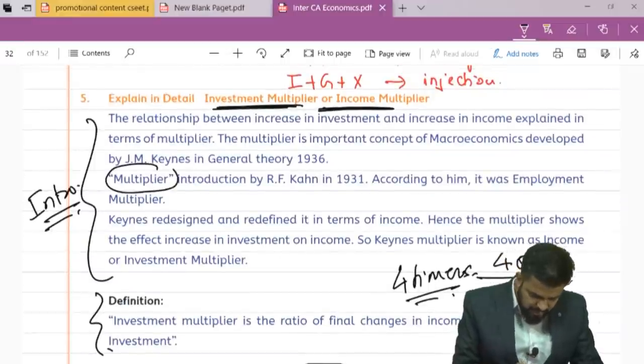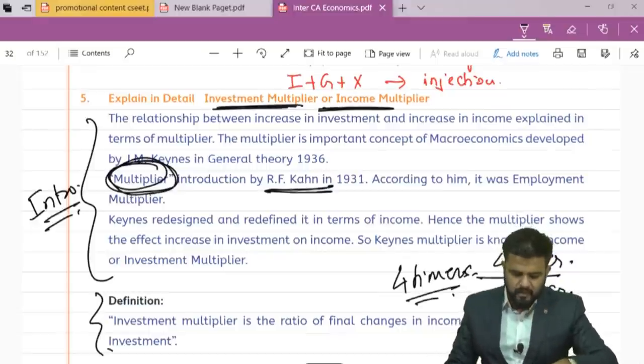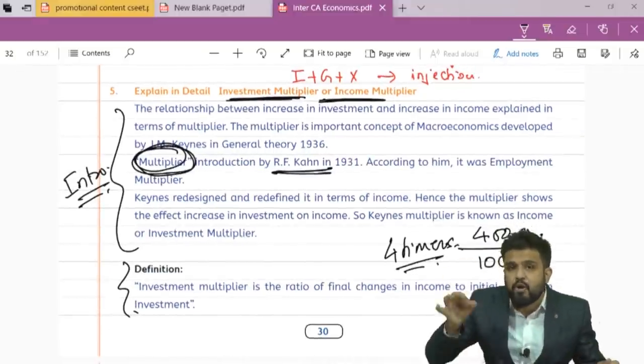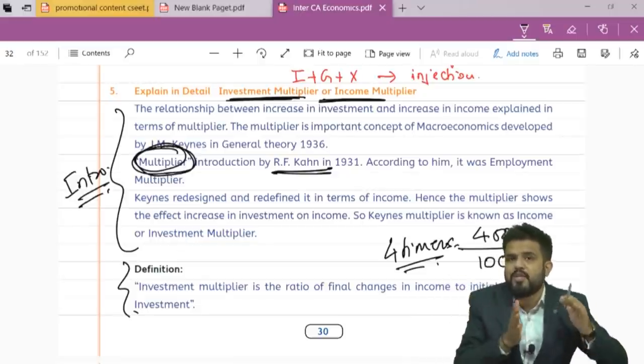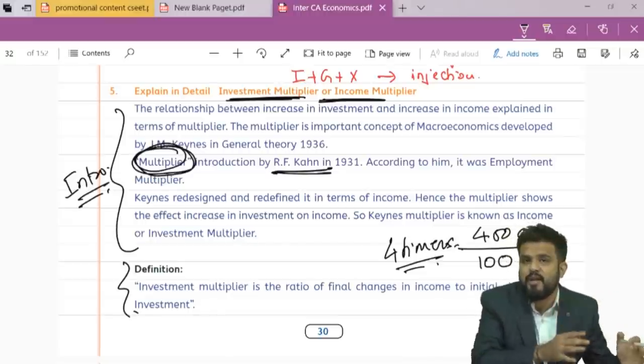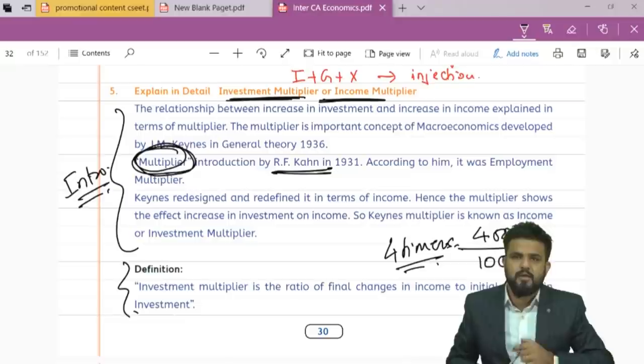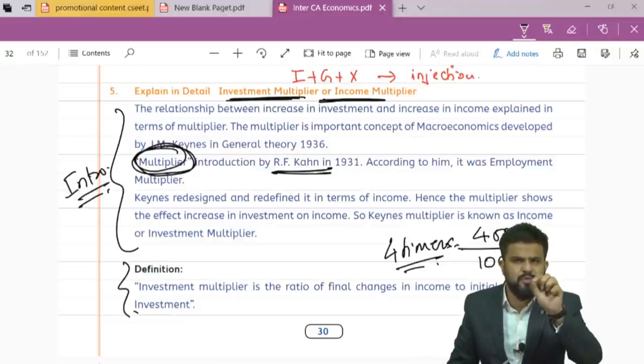But this word, multiplier, was given by which economist? R.F. Kahn in 1931. He was of the opinion that because of a change in investment, there will be a change in employment. So according to him, it was which multiplier? Employment multiplier. Students, he was not wrong, but his approach was a little micro.